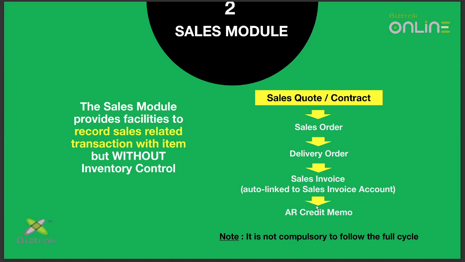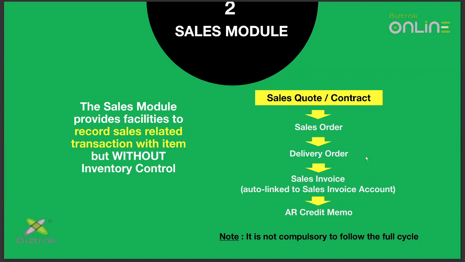So our sales module provides the facility to record sales transactions with items but without inventory control. Right now, our Biztrak Online doesn't have any inventory control module yet. Meaning that even though the user has keyed in the sales order, the delivery order, and the inventory related transactions, the user cannot keep track or generate reports to see the inventory movement. Our inventory module is in the midst of development, so maybe next year it will be released into our live production, and users will be able to see it. But for now, the user is still able to key in the inventory related transactions.